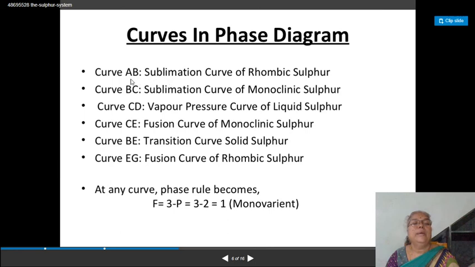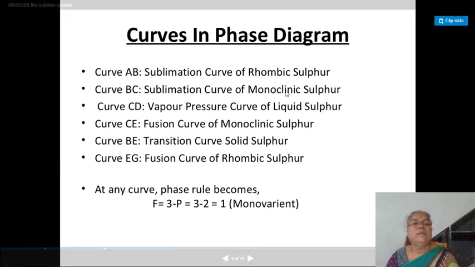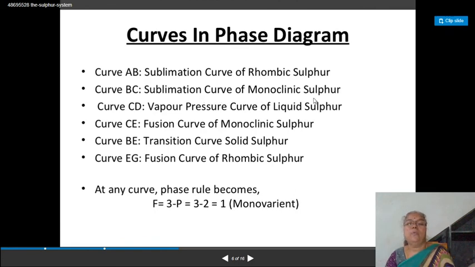Here again, the AB curve is called the sublimation curve of rhombic sulfur. The BC curve is the sublimation curve of monoclinic sulfur. The CD curve is the vapor pressure curve of liquid sulfur. The CE curve is the fusion curve of monoclinic sulfur. The BE curve is the transition curve of solid sulfur, and the EG curve is the fusion curve of rhombic sulfur. At any curve, the phase rule becomes 3 minus P. Along a curve, 2 phases are in equilibrium. Therefore, 3 minus 2 is equal to 1. So the curves in the phase diagram are univariant, that means F is equal to 1.